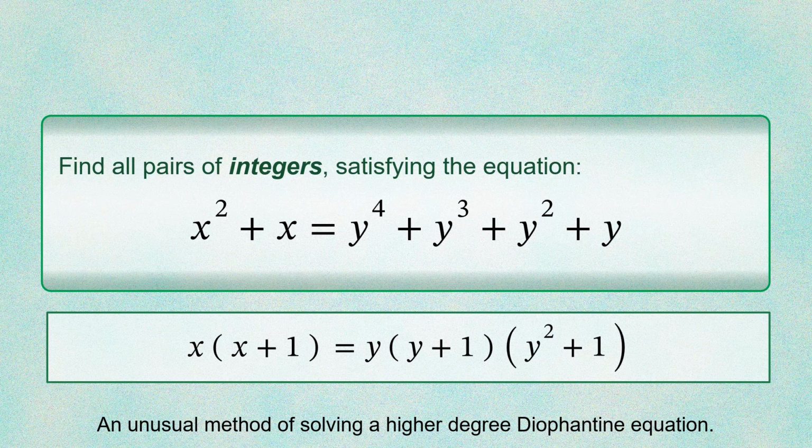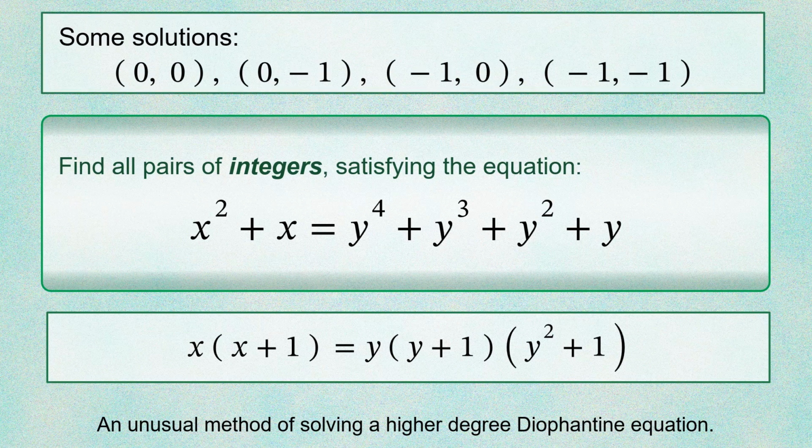In this case, both x and y must be either 0 or negative 1. Combining these values gives 4 solutions of the equation. However, even though 4 solutions is more than nothing, this doesn't help much, since we are looking for all solutions of the equation, while the question about the existence of other solutions still remains open.